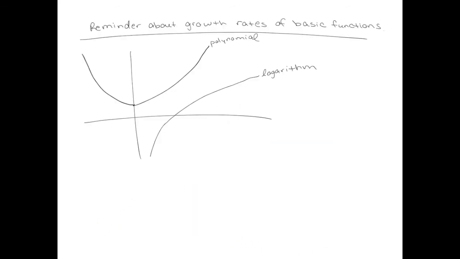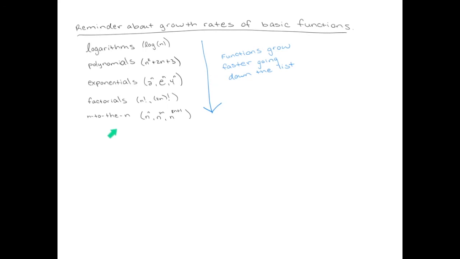The general rule is that logarithms go to infinity much slower than a polynomial would. So here's a list of growth rates of basic functions. You may have seen this in Calculus 1. Logarithms grow the slowest. Polynomials go to infinity faster. Exponentials go to infinity even faster. Factorials go faster than that. And something called n to the n power goes even faster than factorials.